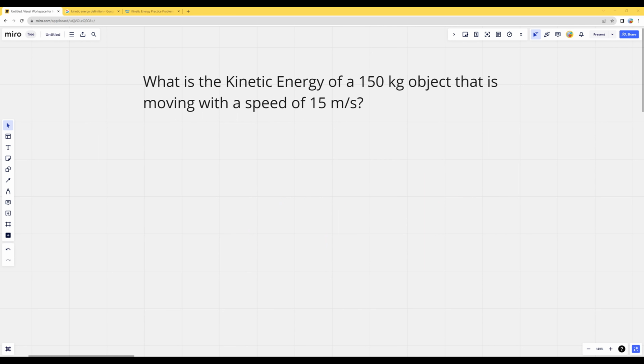Our first example question is, what is the kinetic energy of a 150 kilogram object that is moving with a speed of 15 meters per second? Our mass in this question is 150 kg. Our v is 15 meters per second, or velocity, and our kinetic energy is what we are looking for. Let's just quickly write that down so we get a clearer image of what we know. So m is equal to 150 kg, v is equal to 15 meters per second, and Ek is the question mark.